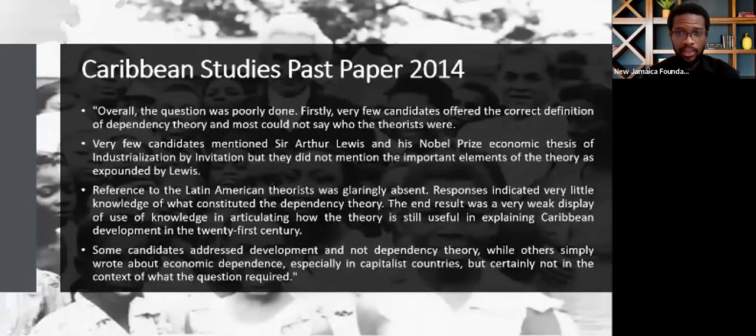Reference to the Latin American theories was glaringly absent. Responses indicated very little knowledge of what constituted the dependency theory. And the end result was a very weak display of the use of knowledge in articulating how the theory is still useful in explaining Caribbean development in the 21st century. Some candidates addressed development and not necessarily dependency theory, while others simply wrote about economic dependence, especially in capitalist countries, but certainly not in the context of what the question required.